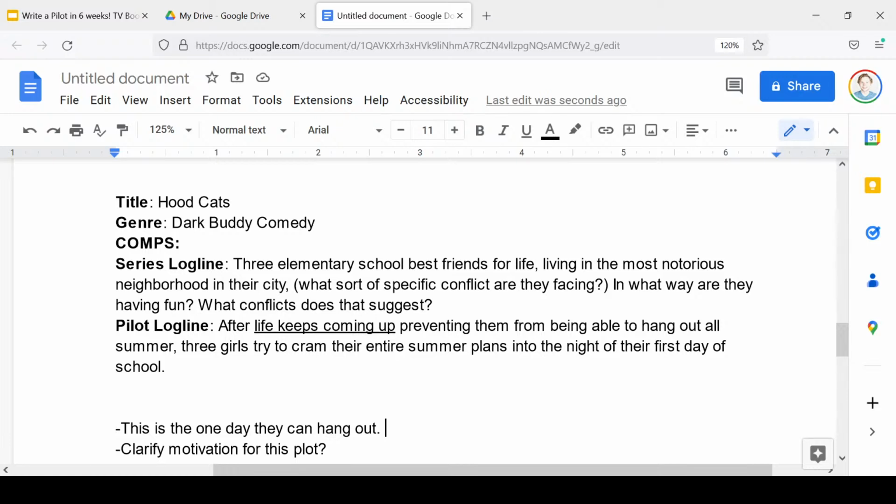Mm-hmm. So how would you communicate that anxiety in the log line, and show a motivation that's their last opportunity to really be able to act like kids? In elementary school? I would think that would be an older teen concern, don't you?